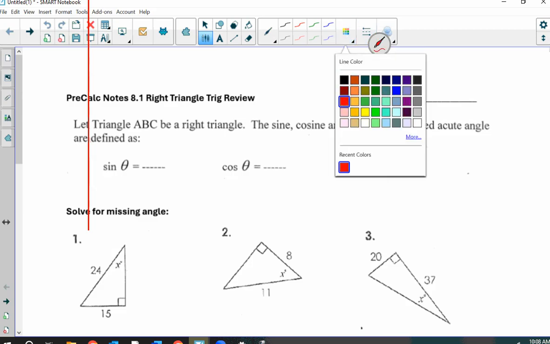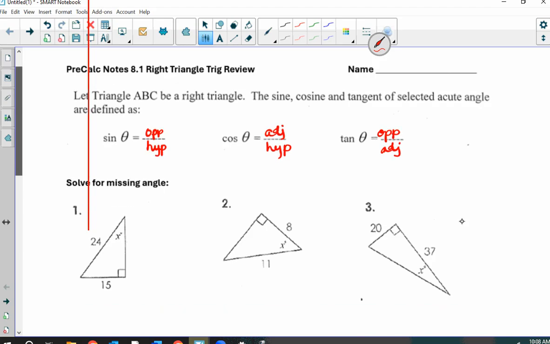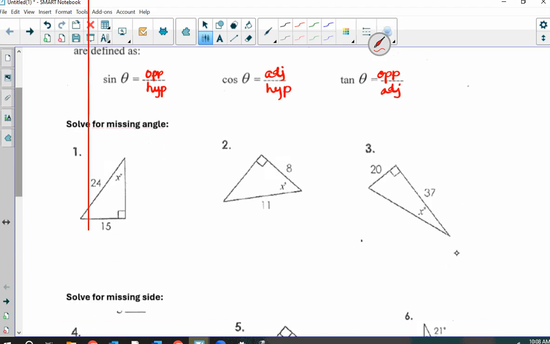Okay, let's make sure everybody's got the first part set up right. Do we know sine is opposite over hypotenuse? Cosine adjacent over hypotenuse? Tangent opposite over adjacent. We know this, right? Okay. All right, let's set up the first one here.